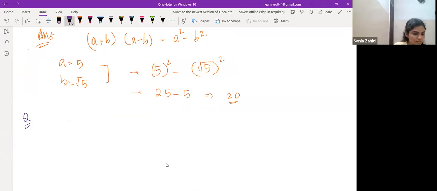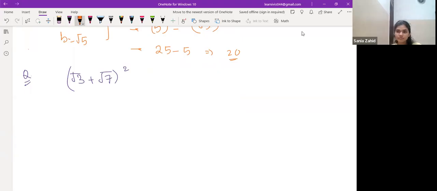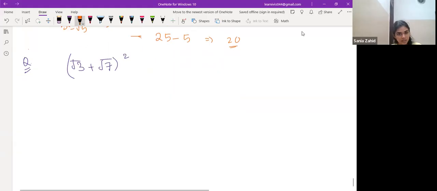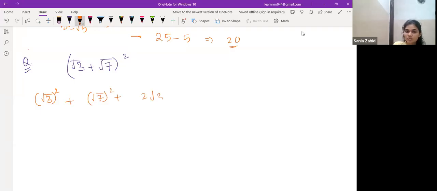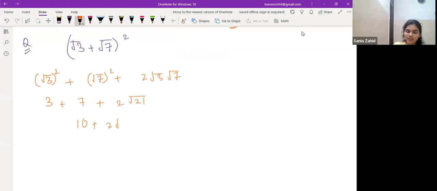Now the next question is root 3 plus root 7 whole square. Which identity do we have to use here? A plus B whole square. That gives A square plus B square plus 2AB. So root 3 square plus root 7 square plus 2 root 3 into root 7. So you get 3 plus 7 plus 2 root 21.